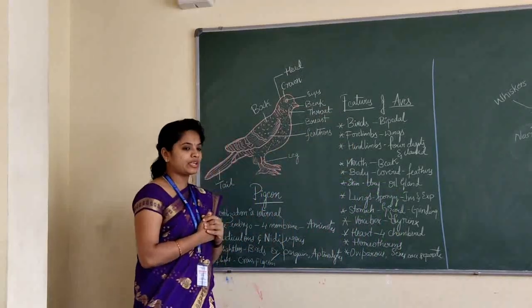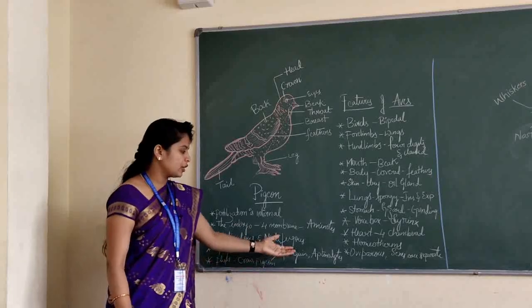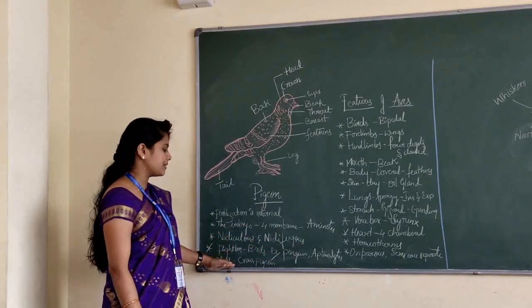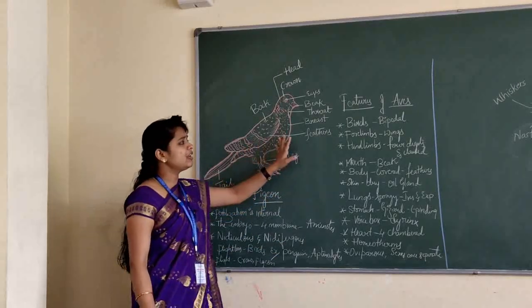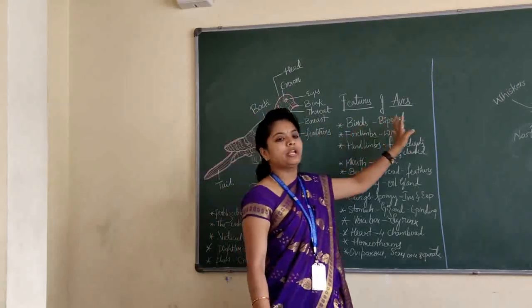There are some flightless birds such as penguin, etc. Some flying birds are, for example, crow, pigeon, etc. These are the salient features of Aves. Aves are commonly called birds.